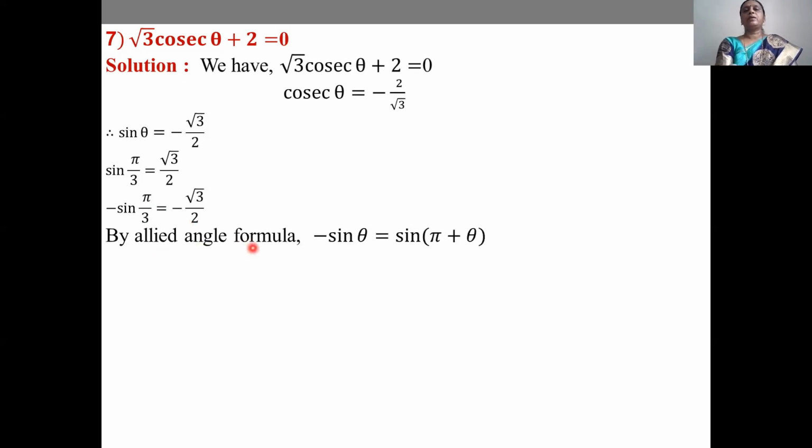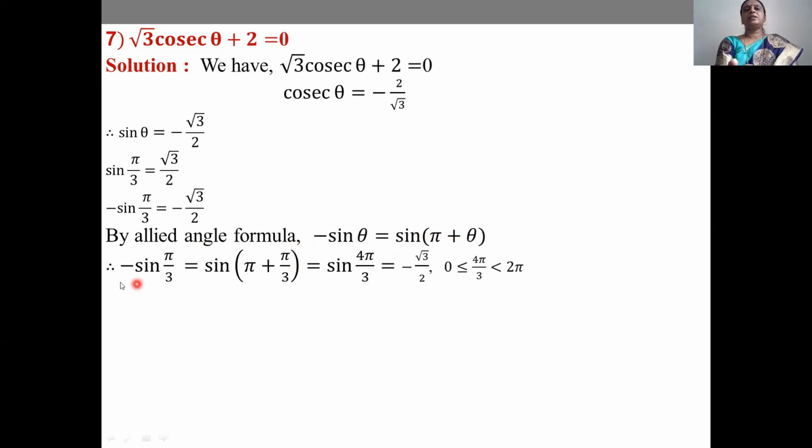Then by the allied angle formula, minus sine theta is equivalent to sine pi plus theta. In this formula, you keep the value of theta as pi by 3. We get minus sine pi by 3 is equal to sine pi plus pi by 3. After simplification, this is the angle of 4 pi by 3, and this is equal to minus sine pi by 3. Keep the value of minus sine pi by 3 as minus root 3 by 2. Therefore, at the angle 4 pi by 3, we get the value of sine theta as minus root 3 by 2. Therefore, 4 pi by 3 is our first principal solution.